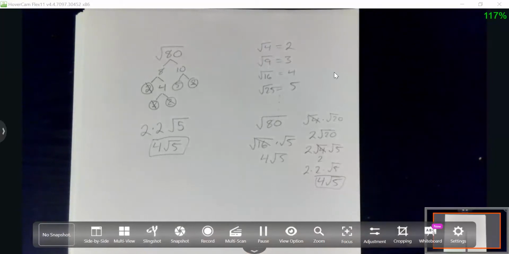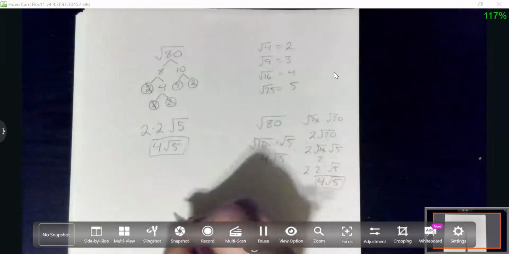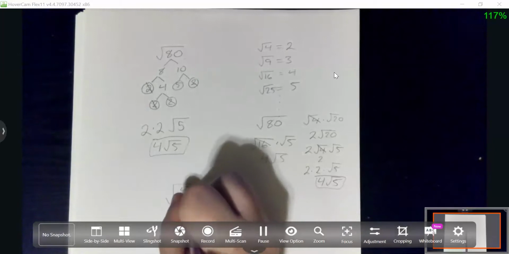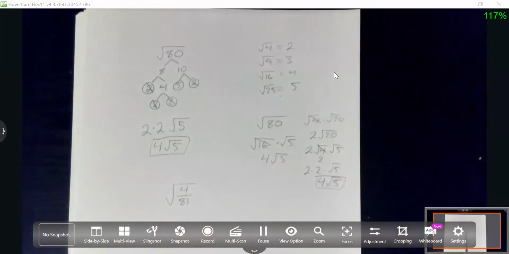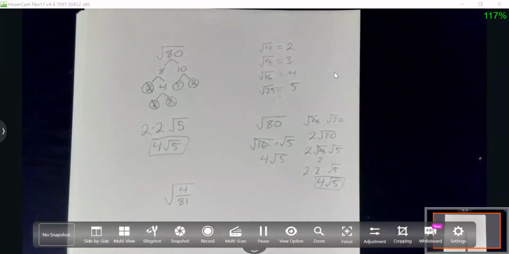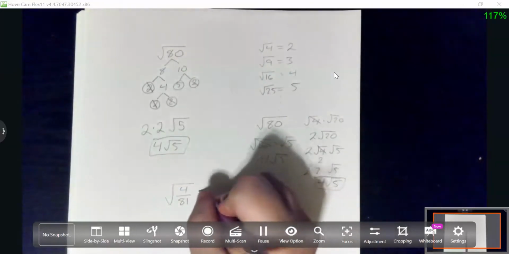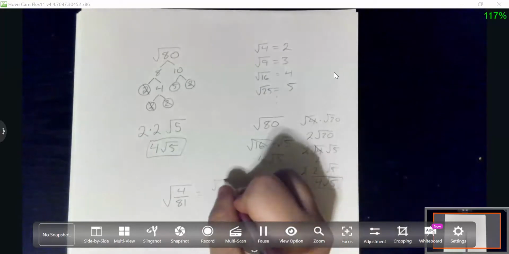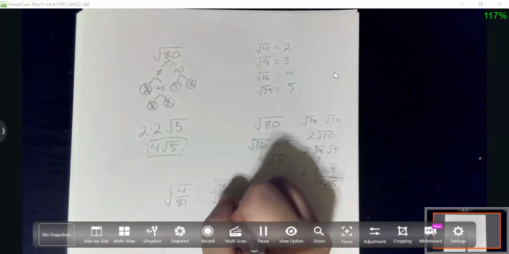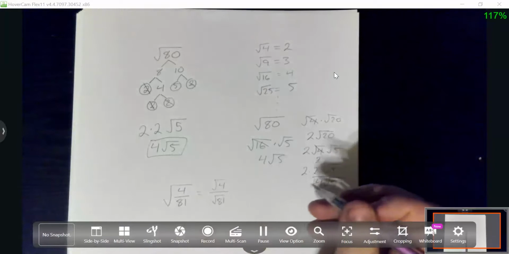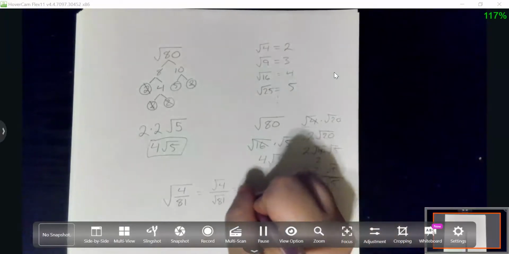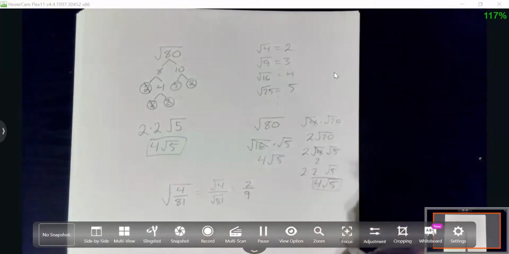Let's look at another example, maybe one that's a fraction. A simpler case, we have the square root of 4 over 81. In this case, we can simplify it separately, top and bottom. So that's the same thing as the square root of 4 over the square root of 81. Each of these is nice and clean. So this would just be 2/9 as we simplify it.